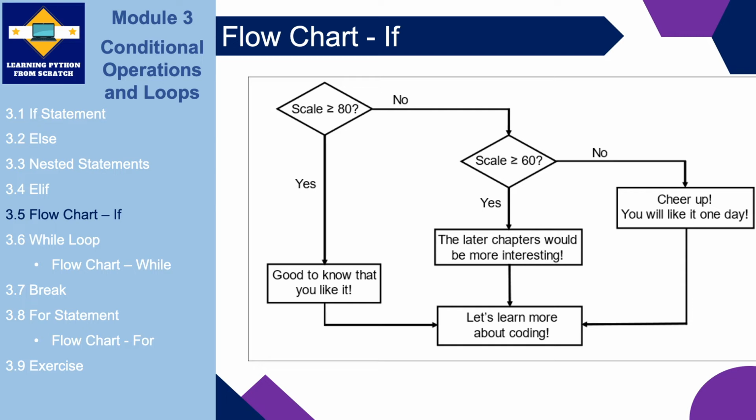From the diagram, you can see that if scale is larger than or equals to 80, it prints good to know that you like it. If not, but scale is larger than or equals to 60, it prints the later chapters will be more interesting. If scale is less than 60, it prints cheer up, you will like it one day. In addition, no matter how much the scale is, it prints let's learn more about coding.